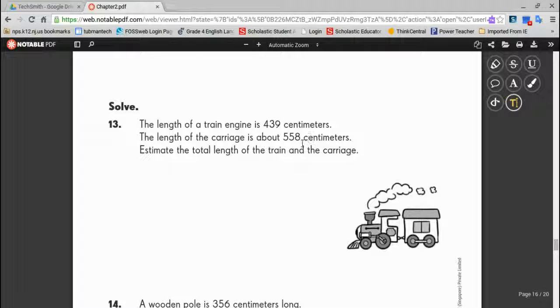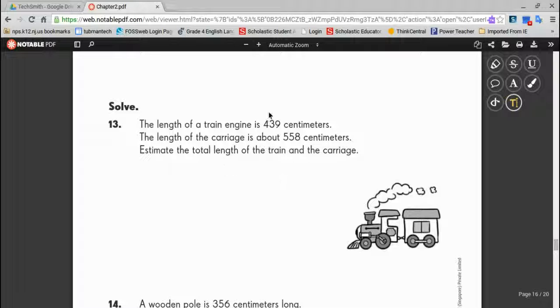This is page 34. Solve. Number 13. The length of a train engine is 439 centimeters. The length of the carriage is about 558 centimeters. Estimate the total length of the train and the carriage.